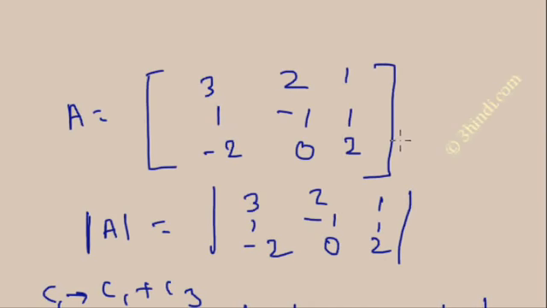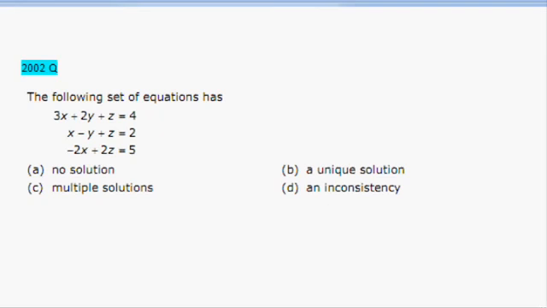So the solution is: rank of A is 3 and it is equal to the rank of K. K rank will also be 3 and it is equal to the number of variables. 3 is the same as the number of variables. So the solution is unique. So this has a unique solution. A unique solution, B is the correct answer.